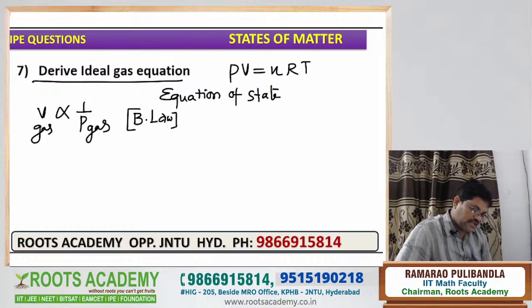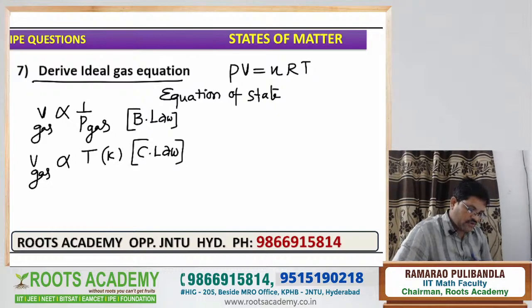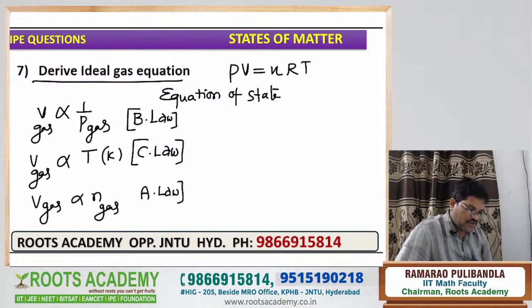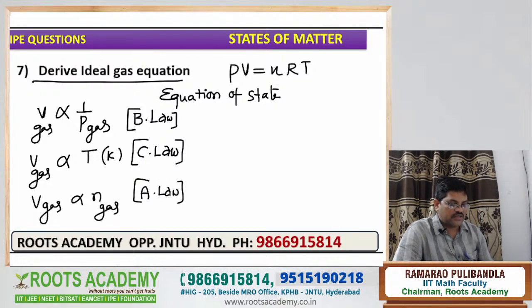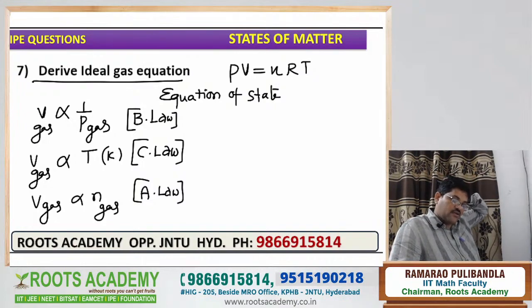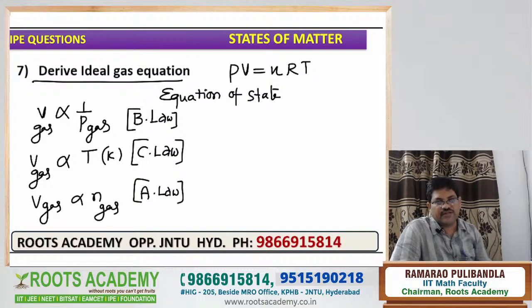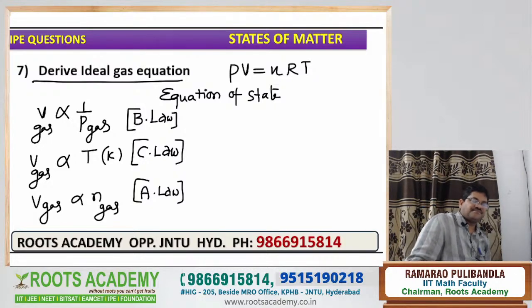Come to Charles law. The volume of the gas is proportional to the temperature on the Kelvin scale. This is according to Charles law. And according to Avogadro's law, the volume of the gas is proportional to the number of moles of the gas. Now, by combination of all these laws, on the left hand side, the volume of the gas is available. Yes or no, students?